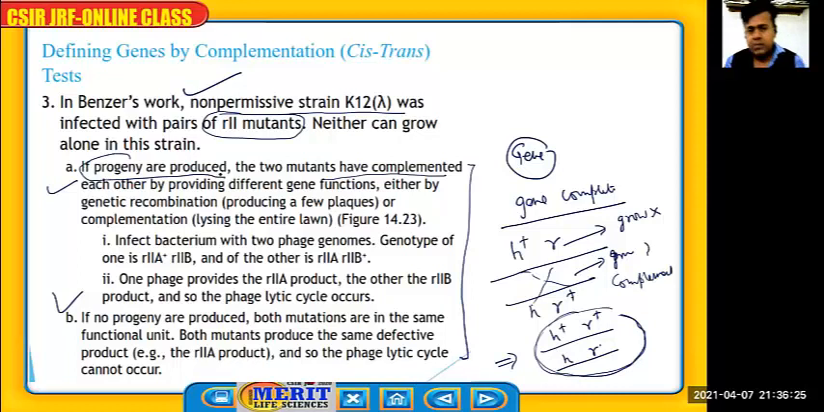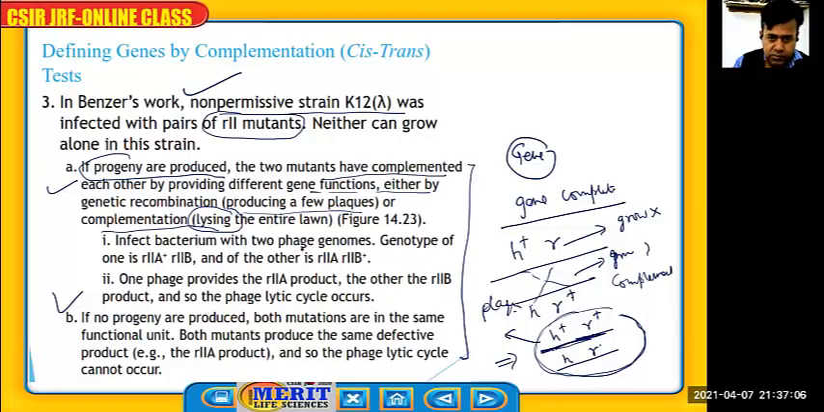If progeny is produced, the two mutants have complemented each other by providing different gene functions, either by genetic recombination, producing a few plaques, or by complementation. If complementation is there, then complete lysis will be there. So complete plaque versus few plaques, meaning partial plaque, right? So if genetic recombination is happening, chances are they can recombine or they cannot recombine. But if they are complementing, certainly one dominant gene is there, and they are going to give you complete plaque.